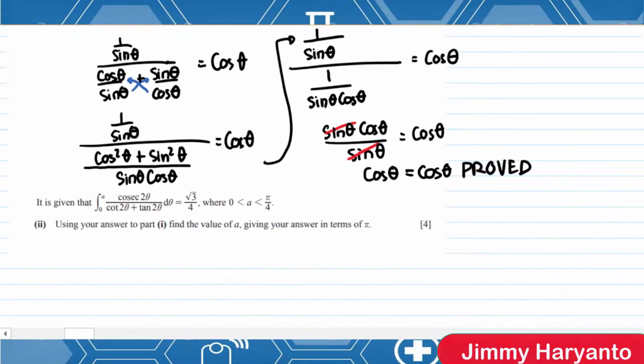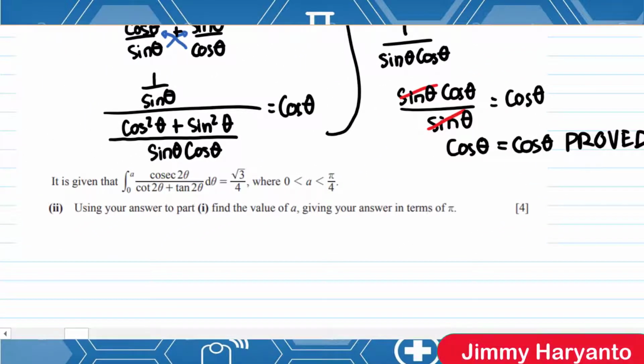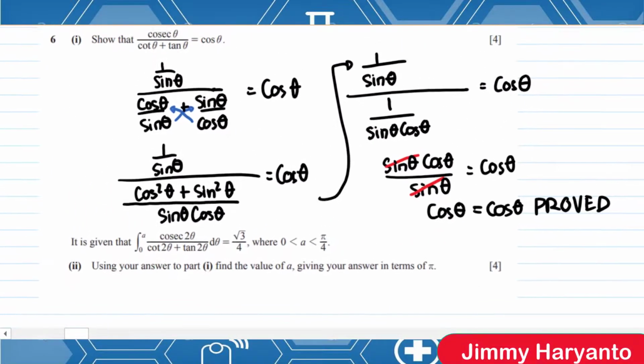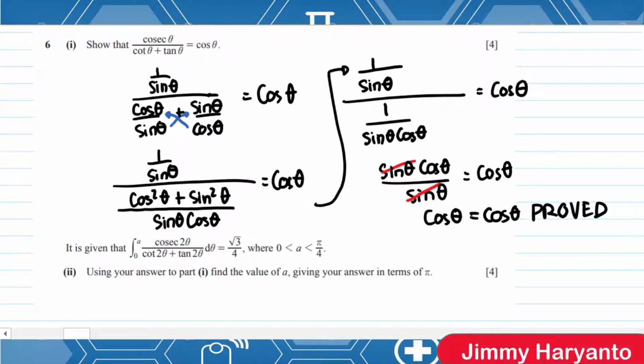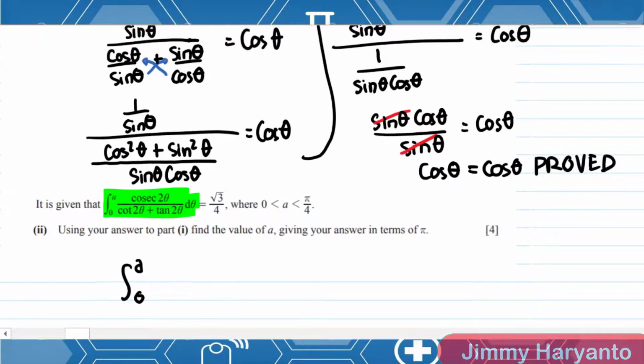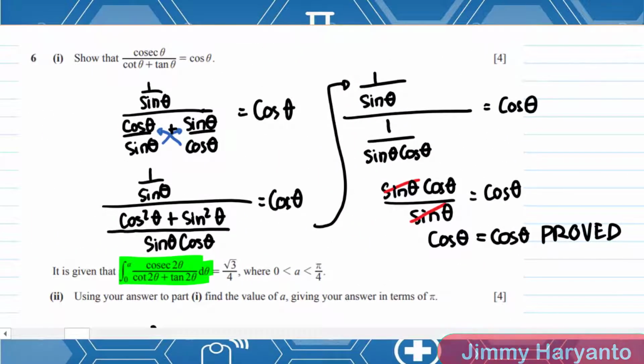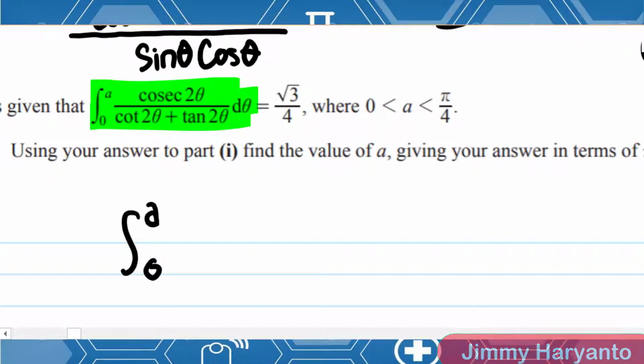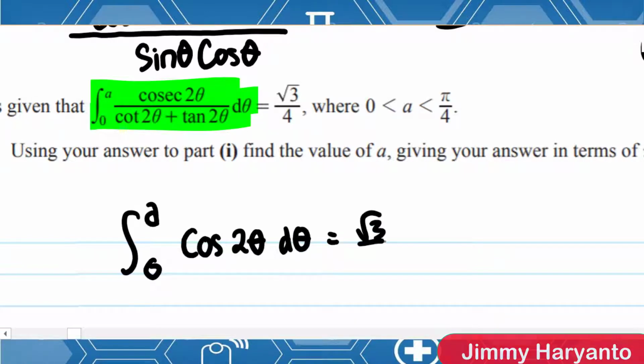Next, for B, given that the integration of blah blah blah. The question is similar to 6i, but this time it is 2 theta. So this form I will change into our proving. The earlier form gave cos theta, so this form will also give cos theta because it is exactly the same. But for this one it should be cos 2 theta because the angle is 2 theta, not theta, equals square root of 3 over 4.